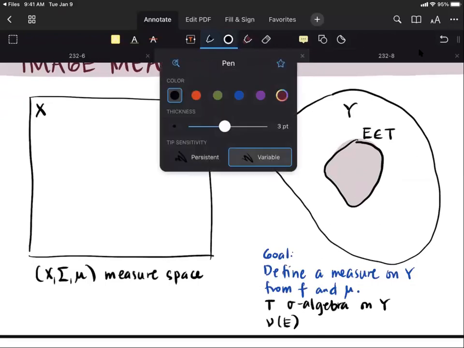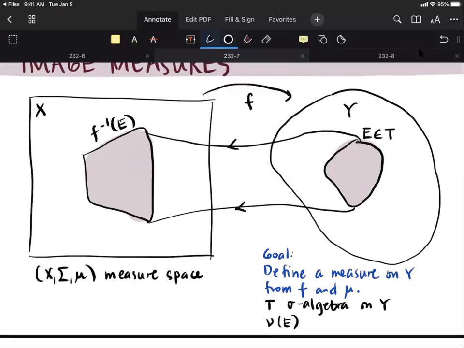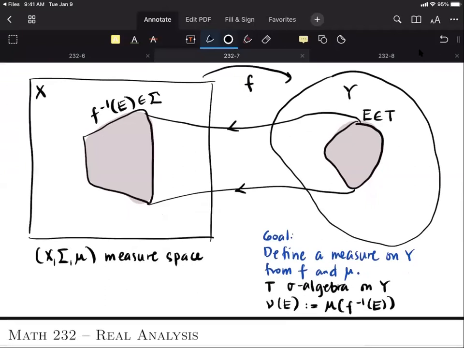Well, to do that, one might look at the inverse image. Say this is F inverse of E. And in this case, if we want to apply the measure μ, this must be in Σ. So if that is the case, then it is reasonable to say that we define the measure ν of E to be the measure of the inverse image.